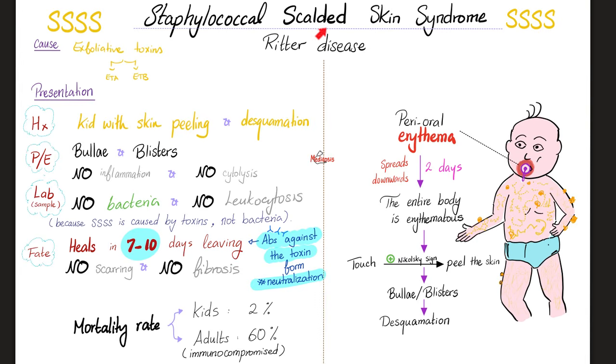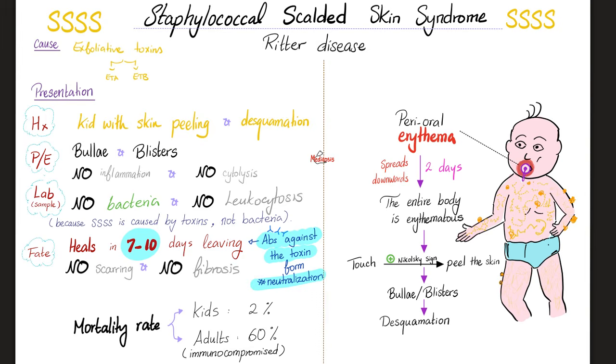That's not good. Why did the baby suffer from this? Because of an exfoliative toxin released by the staph. And we have two types, exfoliative toxin A, and guess what? Exfoliative toxin B. The kid has peeling and desquamation, bullae and blisters, no inflammation, no cytolysis, no bacteria, no leukocytosis inside the lesion. Why not? Because the disease is caused by the toxin, not by the bacteria. Get your head out of your blister.